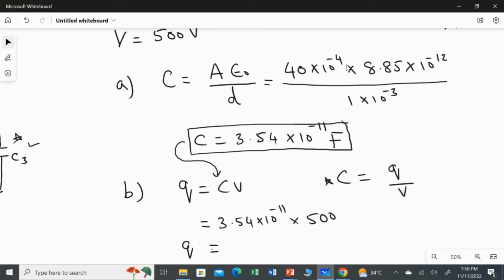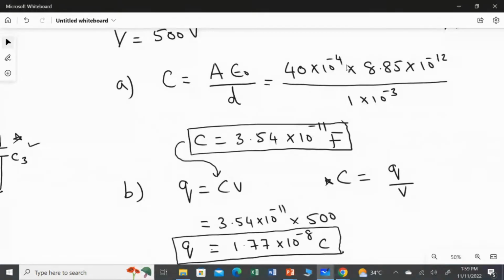So 3.54 multiplied by 10 power minus 11 multiplied by 500, I got the answer as 1.77 multiplied by 10 power minus 8. And what's the unit for the charge? It's coulomb. Am I right? So the unit for the charge is coulomb. So this is the answer for the second part.